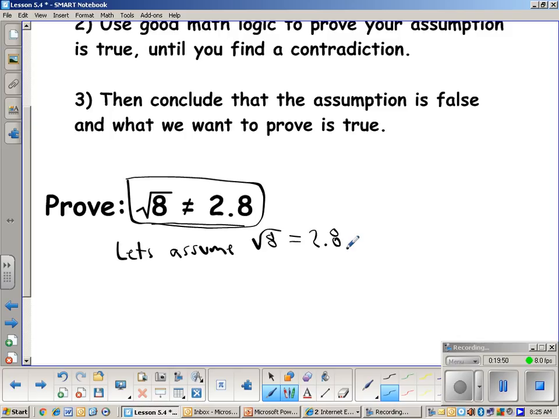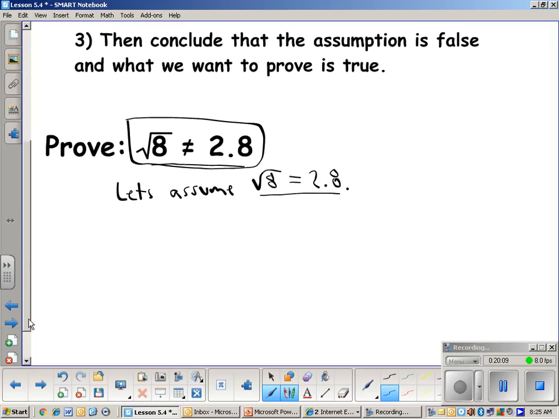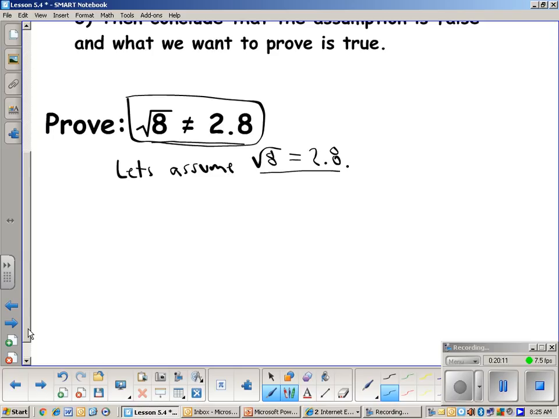Okay? So now, step 2. Use good math logic to prove your assumption is true. So now we have to pretend we really believe this is a true statement. And we have to use good math logic to prove that. So the question, if I want to get rid of my square root symbol in this equation, how can I rewrite this? What would I do to get rid of my square root symbol?